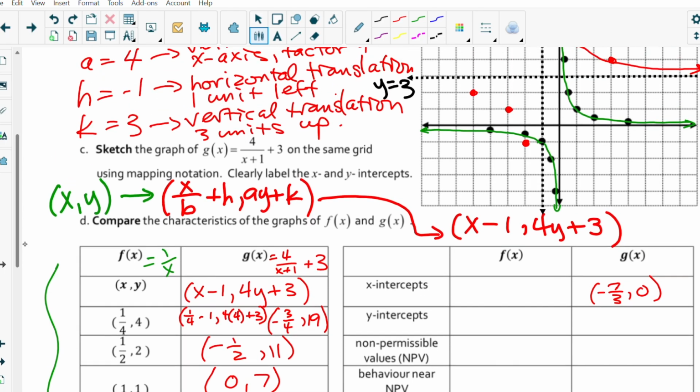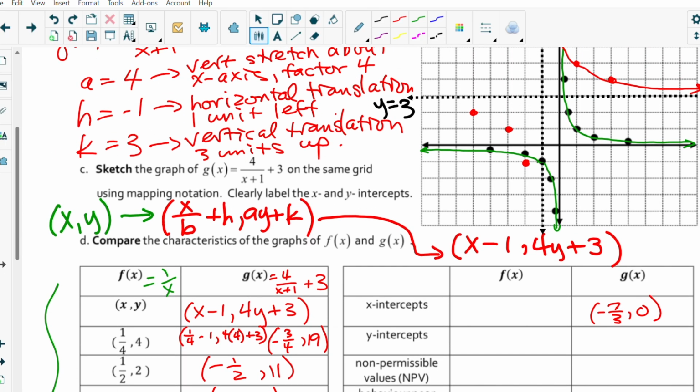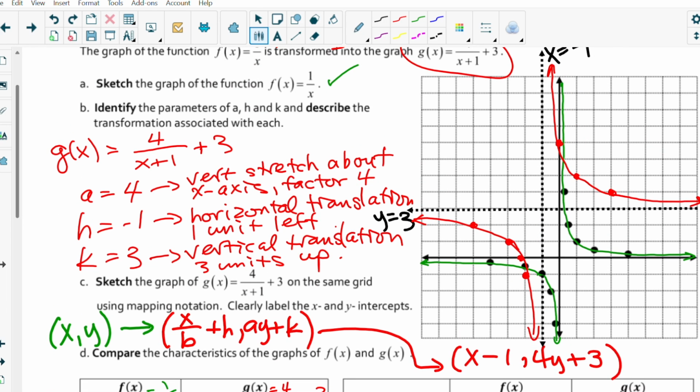Negative 7/3, 0 is 2 1/3, so it's right about there. And then I'm going to draw my graph in nice and neat. There we go, and that's it right there. All right, so you get a full view. This is g of x. This is f of x.